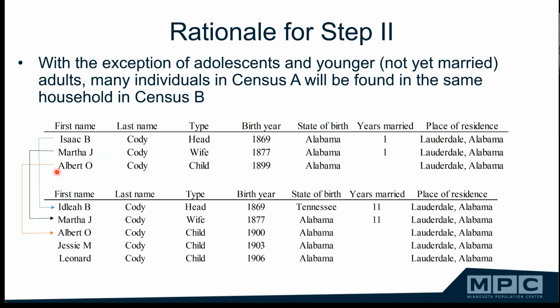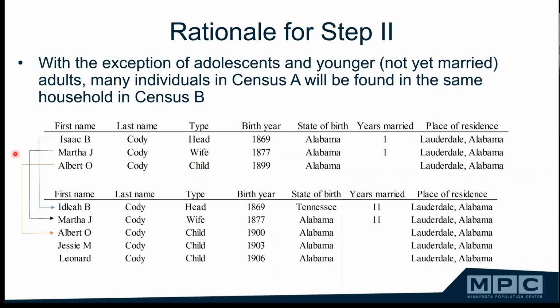All right, so I'm going to try to illustrate this. Here you have two real examples from 1900 and 1910. We have an Isaac B. Cody, born 1869 in Alabama, years married 1, place of residence Lauderdale, Alabama. Ten years later, he is Idlia B. Cody. He's also born 1869, now born in Tennessee, 11 years married, Lauderdale, Alabama. We have a Martha J. and Albert O. In this case, what we were able to do with step one was to link Albert O.